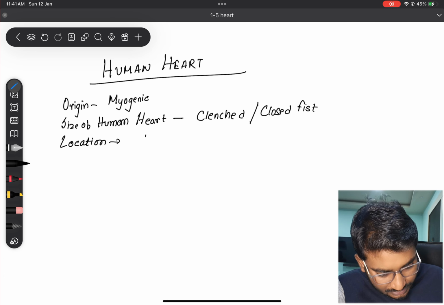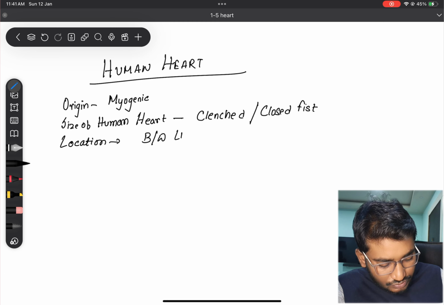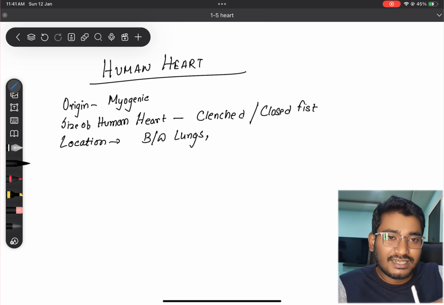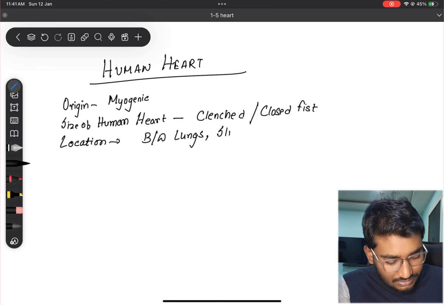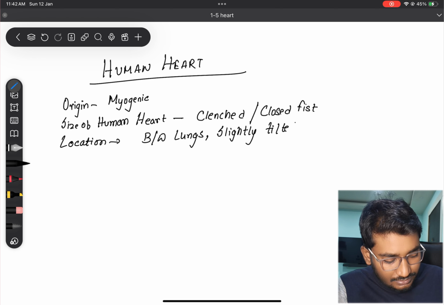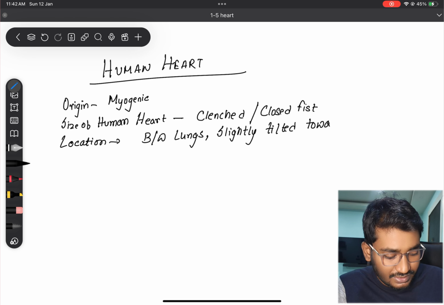Location of human heart: between the lungs, slightly tilted towards the left side.